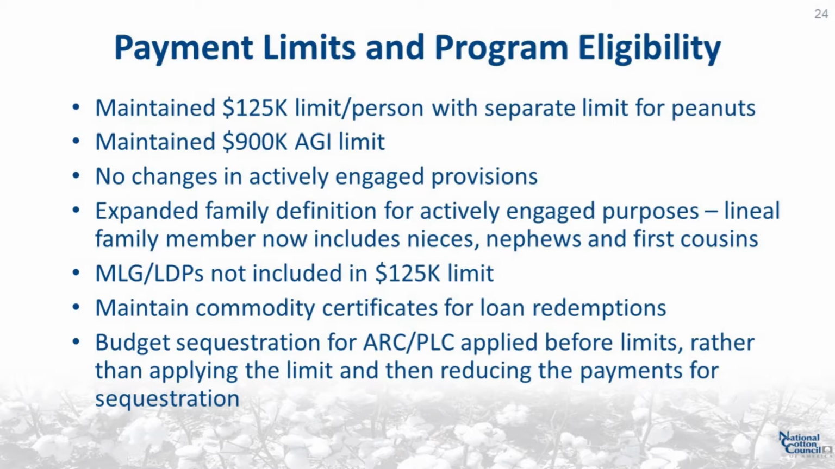While actively engaged provisions remain unchanged, the 2018 Farm Bill provisions include an expanded family definition for actively engaged purposes. An eligible family operation includes nieces, nephews, and first cousins. Marketing loan gains and loan deficiency payments, or LDPs, are not included in the $125,000 payment limit. Commodity certificates for loan redemptions were maintained.